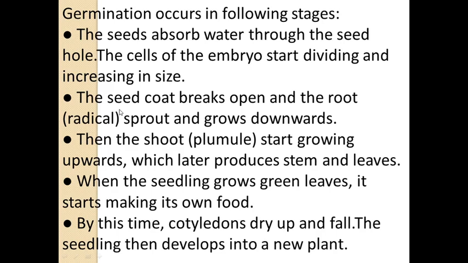Then in the second stage we have learned the seed coat breaks open and the root, meaning first the roots, grows downwards. In the third stage the shoot, that is plumule, starts growing upwards, which later produces stem and leaves. Then in the fourth, when the seedling grows green leaves, it starts making its own food. As the leaves are there, there is photosynthesis, correct? And that's why in the fifth stage the cotyledons dry up and fall. The seedling then develops into a new plant.